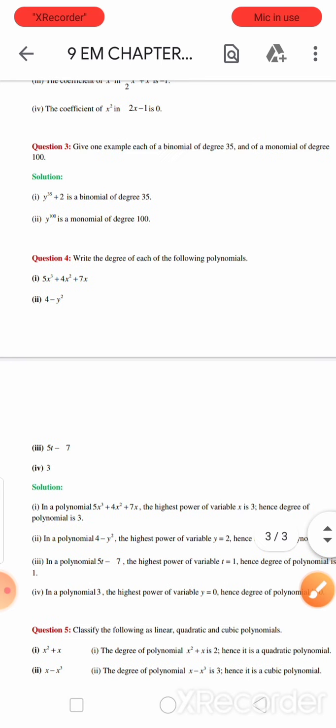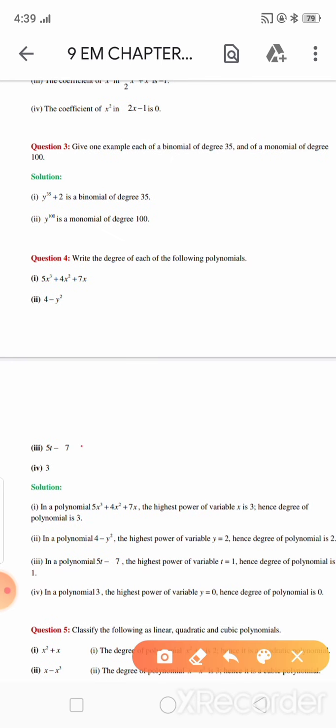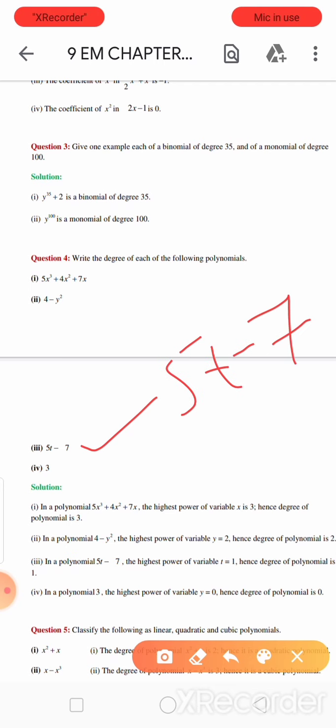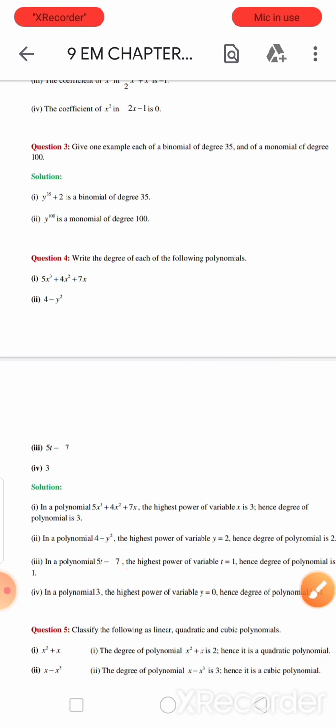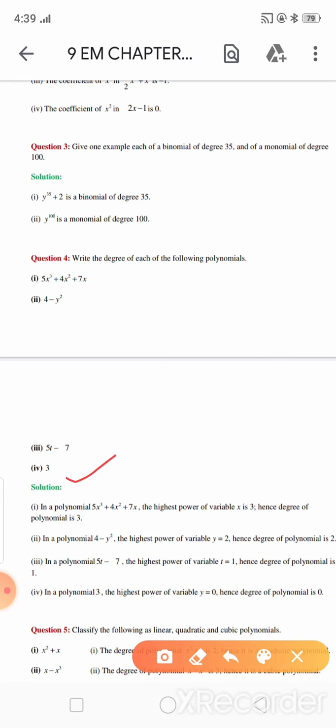Next, question number 3. Question number 3, the polynomial is pi t minus 7. So in the polynomial pi t minus 7, the highest power of variable t is 1. So hence the degree of the polynomial is 1. Next question, question number 4.